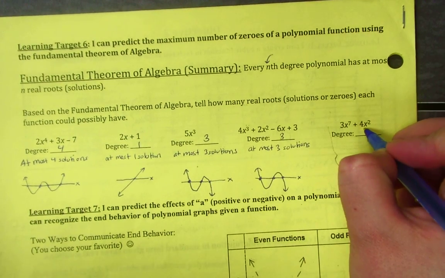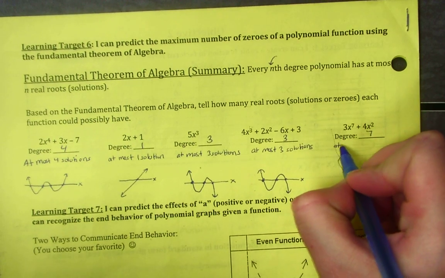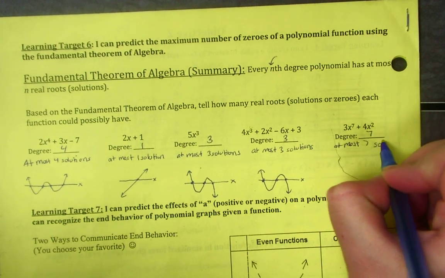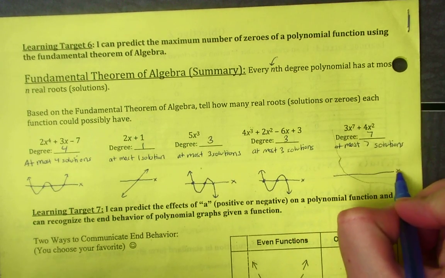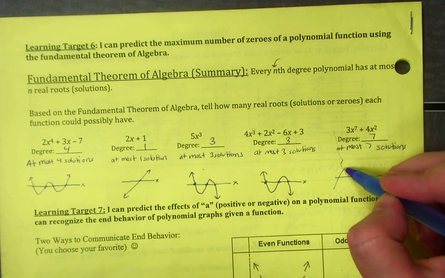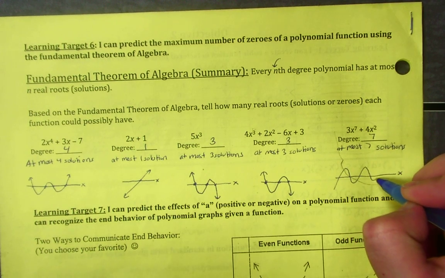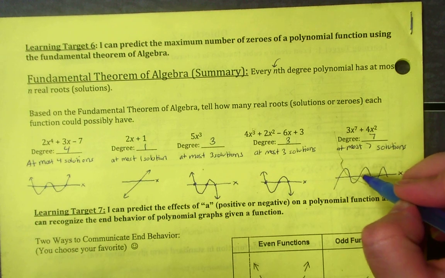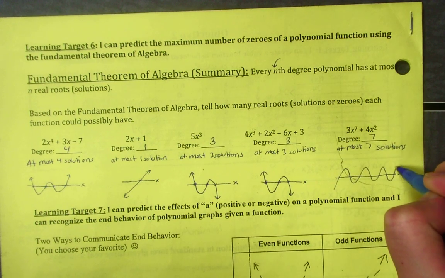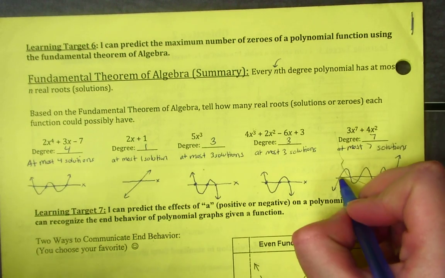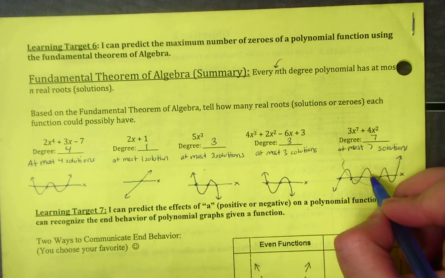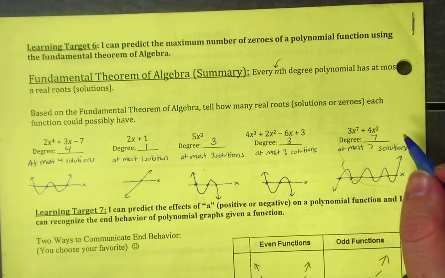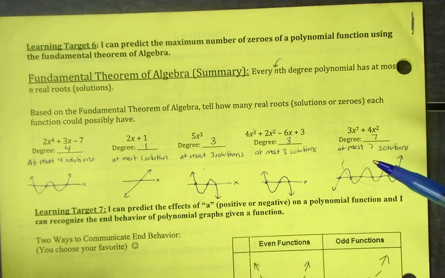And here it has a degree of 7. So it's going to have, at most, 7 solutions. And if here's my x-intercept, that means that it's going to go up, down, up, down, up, down. So that's 1, 2, 3, 4, 5, 6, up, 7. So there's going to be 7 different directions there. It goes up and then down, and then up and then down, and then up and then down, and then up. So there's 7 different ways that function is going at different times. And that is the fundamental theorem of algebra.